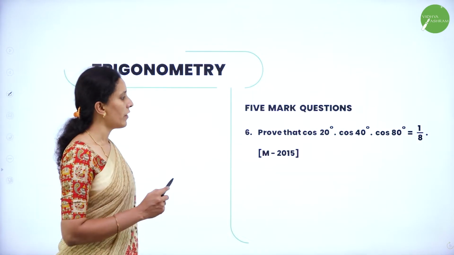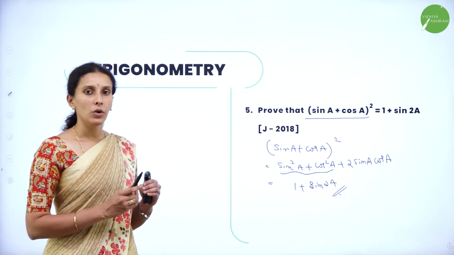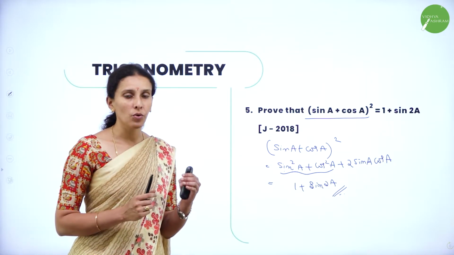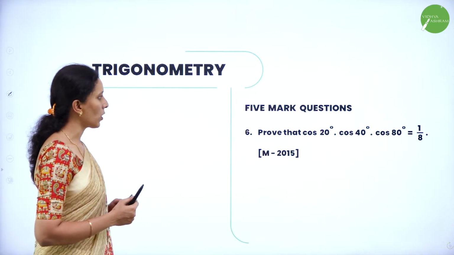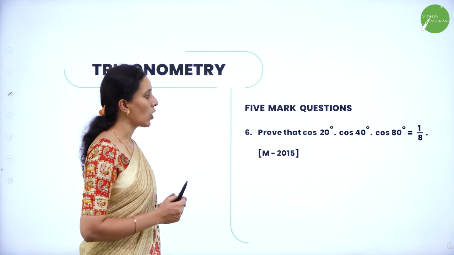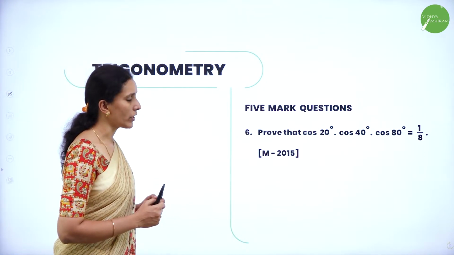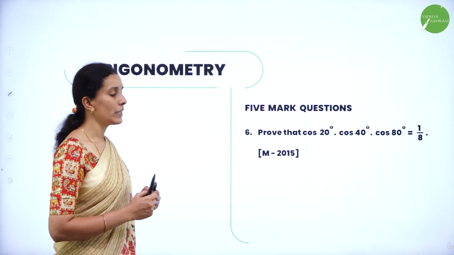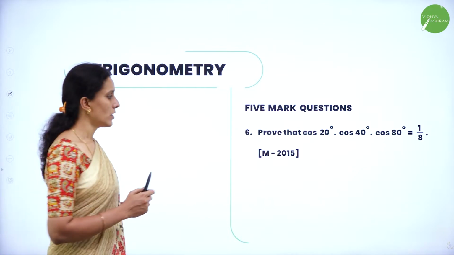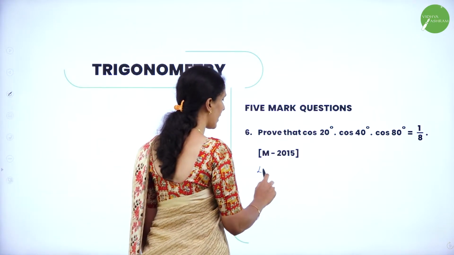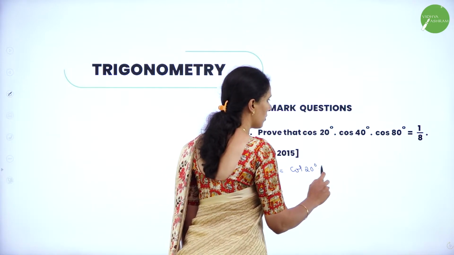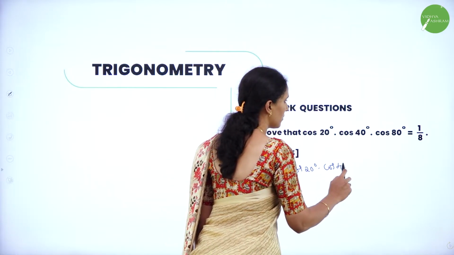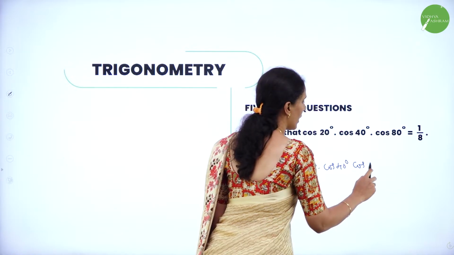Next question, 5-mark question. These are the questions you may expect for 2 or 3 marks from this chapter. Let's look forward to the 5-mark question. Prove that cos 20 degree cos 40 degree cos 80 degree is equal to 1 by 8. Let us take the left hand side, that is cos 20 degree, cos 40 degree, cos 80 degree.